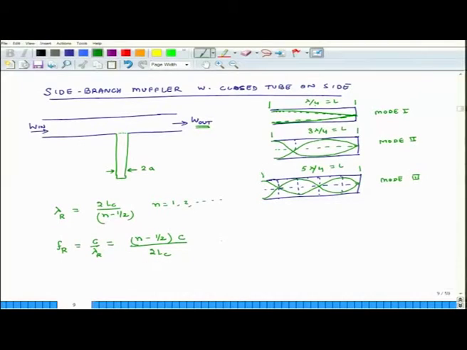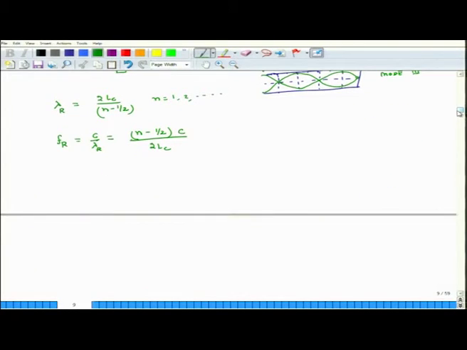So, for all those frequencies, this tube will act as a good side branch muffler. So, next what we want to look at is what is the attenuation coefficient for this kind of a side branch muffler. So, again I will directly write the results.